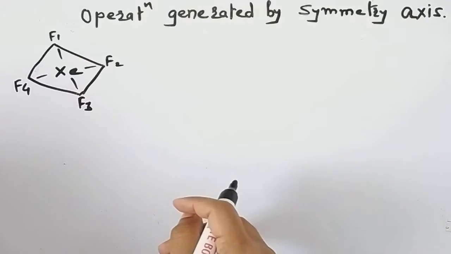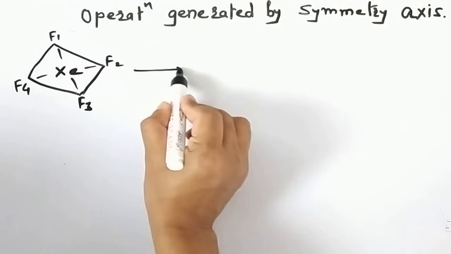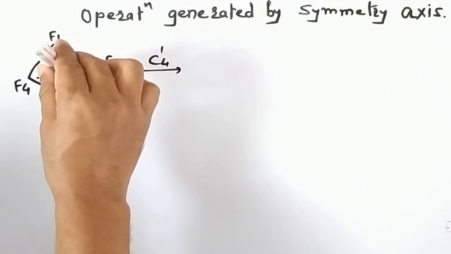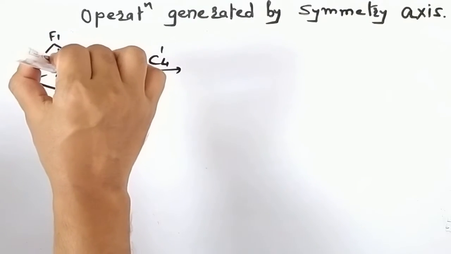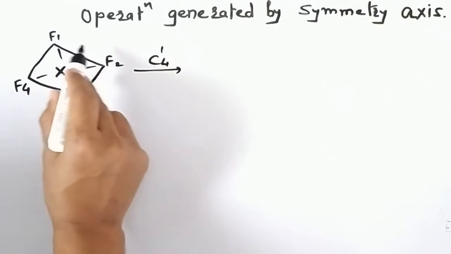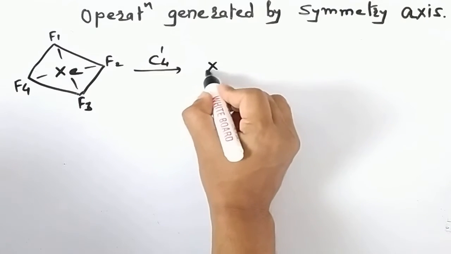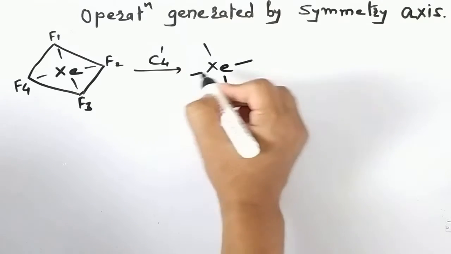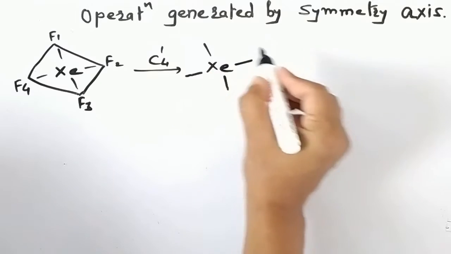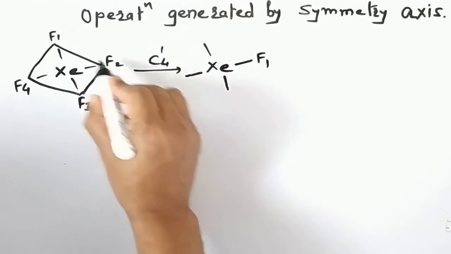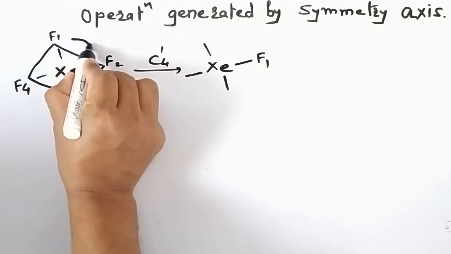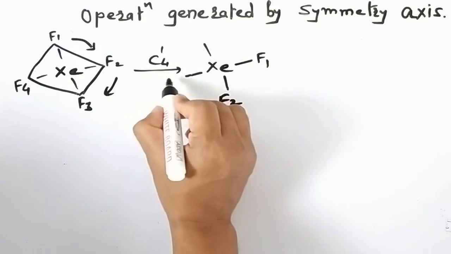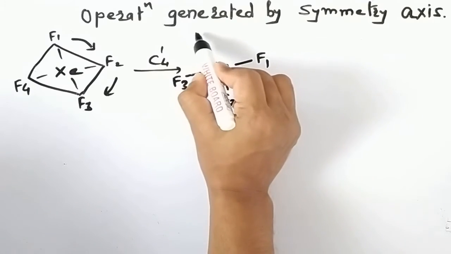In this XeF4 molecule, if I operate C4 once, that means by holding the xenon molecule and rotating it by 90 degrees clockwise, I will get such an image where all the F atoms are replaced by their next F atom. That means here, in place of F2 I will get F1, in F3's place I will get F2, and so on. Here it will be F3, it will be F4.